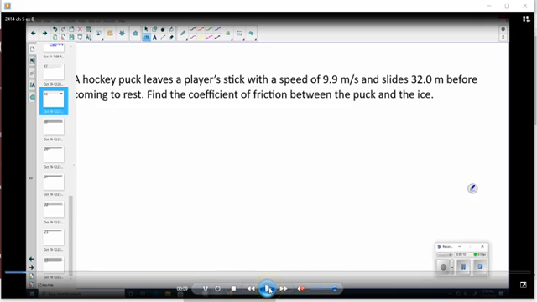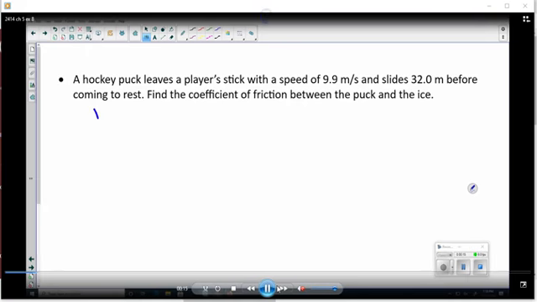So what we do know about the hockey puck is that it starts off with an initial speed, initial velocity of 9.9 meters per second. We know it has a displacement of 32 meters, and it comes to rest, which means its final velocity is 0. Assuming that the friction is constant, then it must have a constant acceleration. And using kinematics, we should be able to determine that constant acceleration.